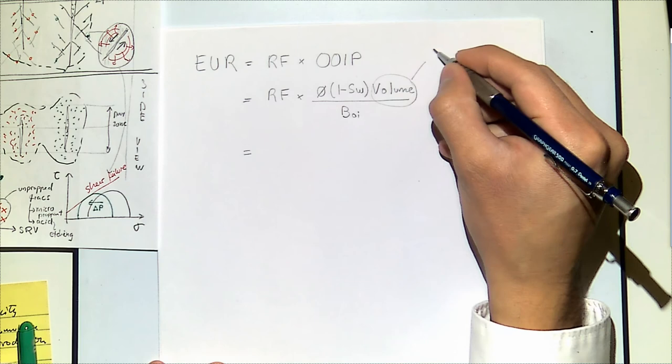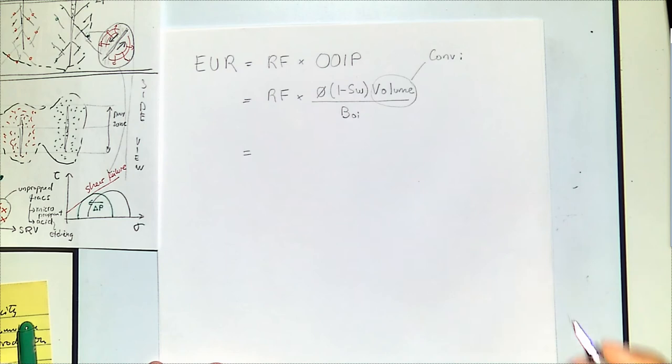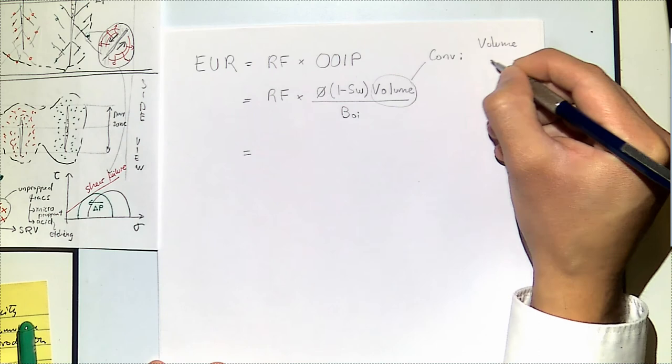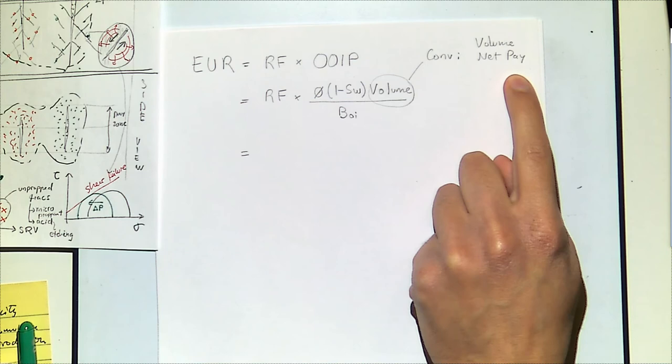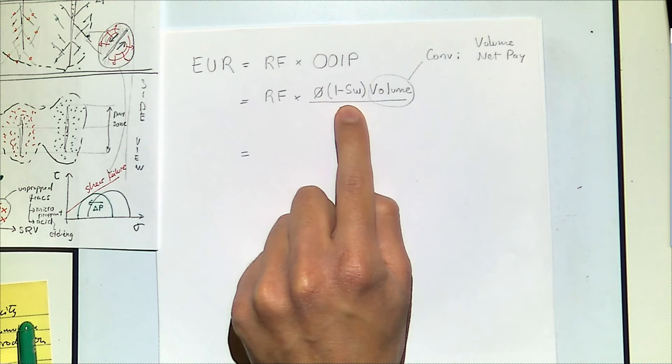In a conventional reservoir, here in this number, you will put the volume of the net pay, right? Because that's how you calculate it. If you guys are working on your design class and you have a conventional reservoir, that's what you did. You have net pay, and then you multiply that times the values of porosity and oil saturation, and that's your original oil in place.